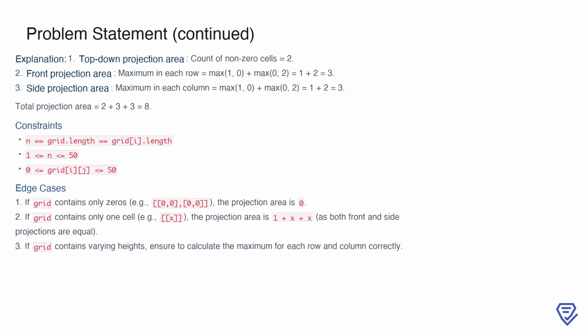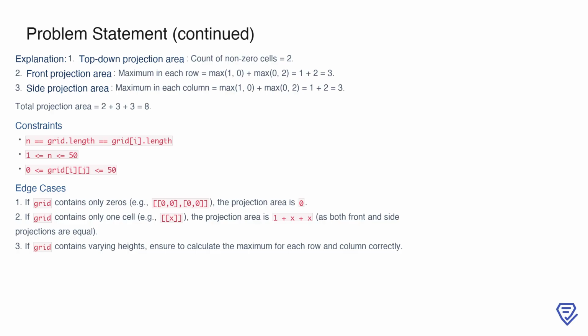Finally, consider the third example where the grid is [[1, 0], [0, 2]]. First, the top-down projection area is calculated by counting the non-zero cells, which are 1 and 2, giving a count of 2. For the front projection area, we find the maximum value in each row. The maximum of the first row is max(1, 0) equals 1, and the maximum of the second row is max(0, 2) equals 2, resulting in 1 plus 2 equals 3.